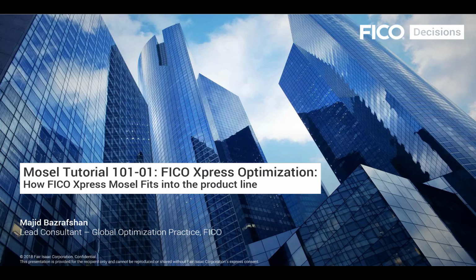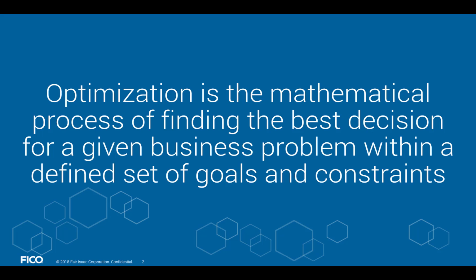In this tutorial, I will give you a brief overview of Xpress optimization and explain how FICO Xpress Mosel fits in. First, I would like to define optimization and why you need it. Optimization is the mathematical process of finding the best decision for a given business problem within a defined set of goals and constraints. Once a niche discipline, it is now a best practice at market-leading organizations to address a wide range of complex business decisions.